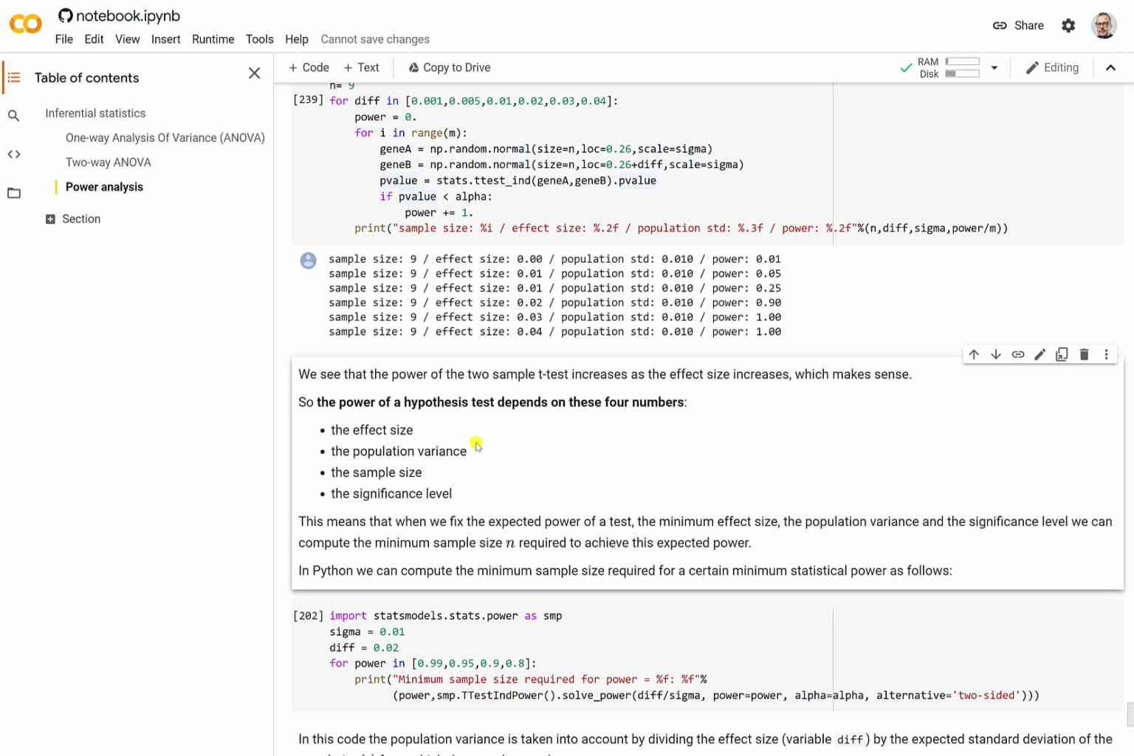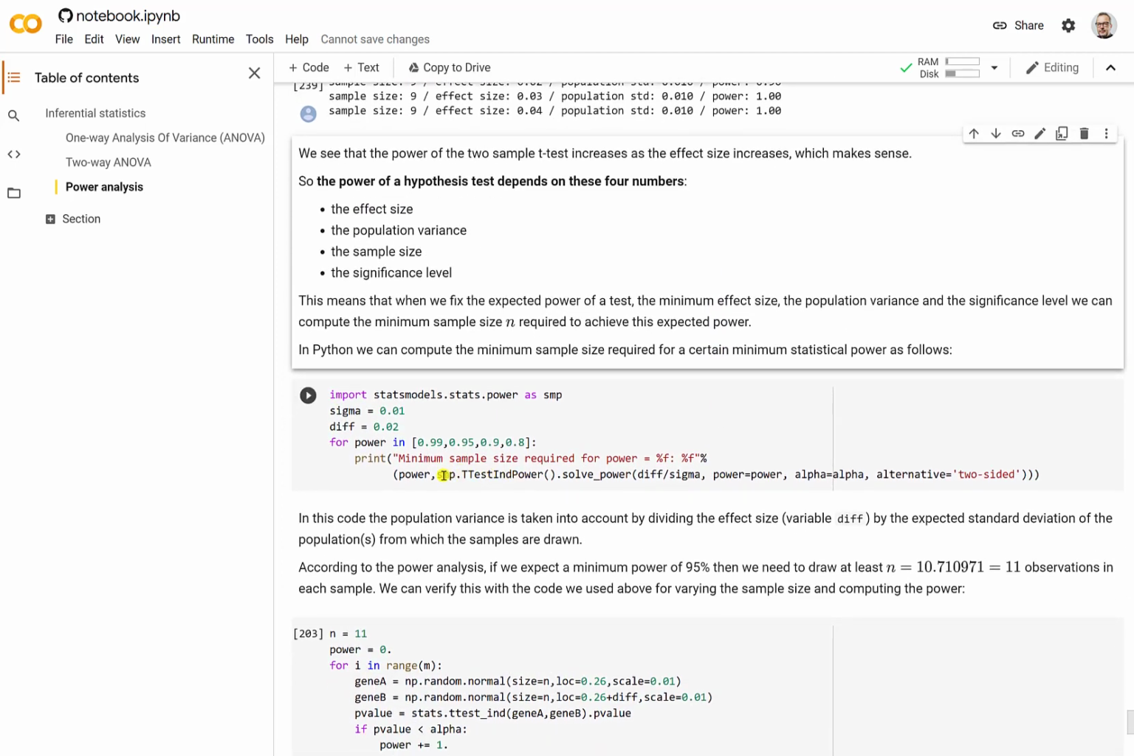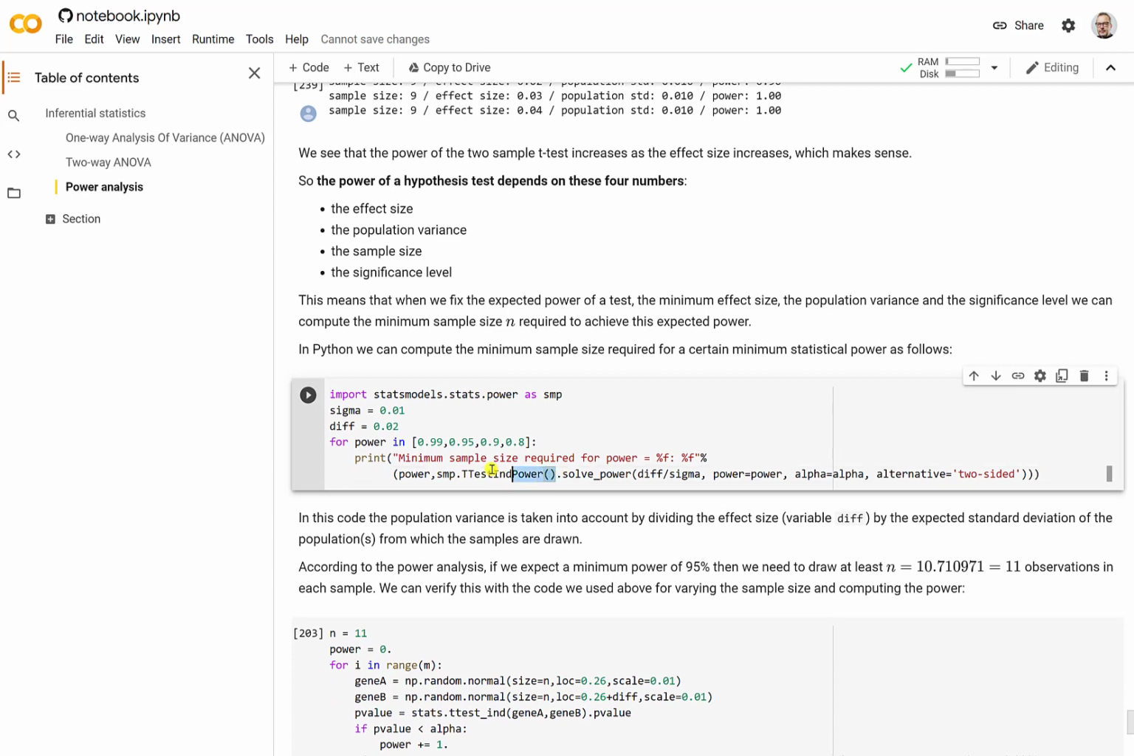So now we can actually fix the power, we can fix the effect size, we can fix the population variance. Hopefully we get some estimate of the population variance, because again we don't know the population. And we can fix the significance level, and from that we can actually compute the sample size. So we can give values to each of those four, and from that we can compute the sample size required to obtain those values. So to obtain this power and to actually get the minimum effect size that we want. Yes, and so in Python we have this function here that is able to compute the sample size from these fixed values that we set here.